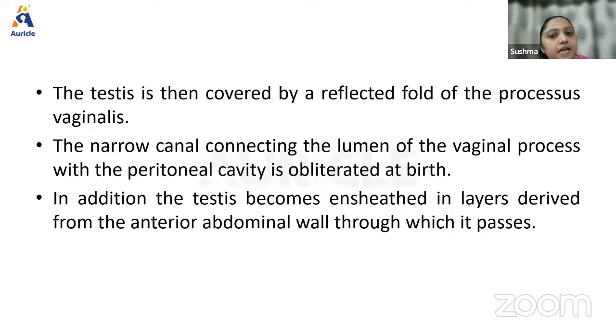Then the testis is covered by a reflected fold of processus vaginalis. So the entire thing along with the processus vaginalis, the structure of the body wall, is coming, and the testis is covered by only one of the reflected covers. That's it. Then the narrow canal connecting the lumen of the vaginal process with the peritoneal cavity is obliterated at birth.